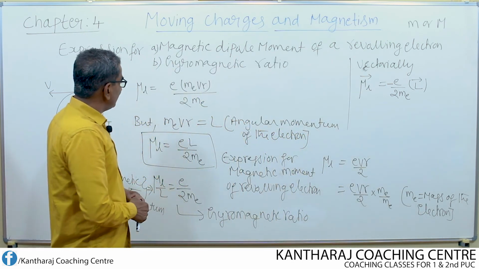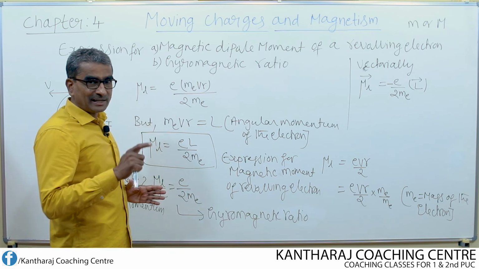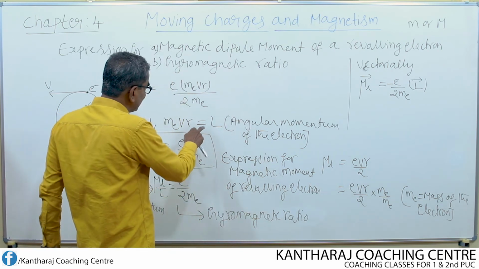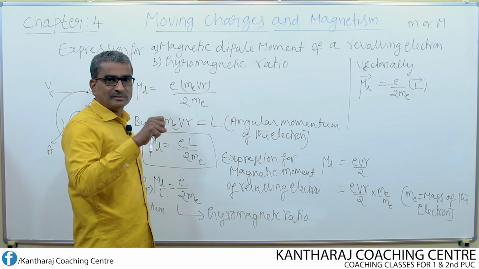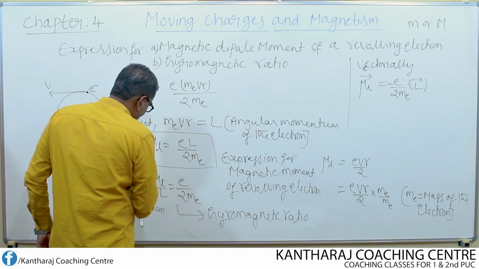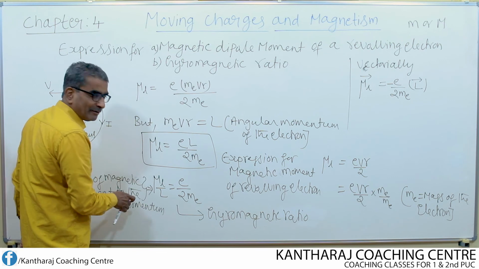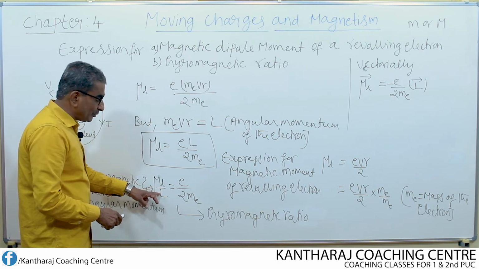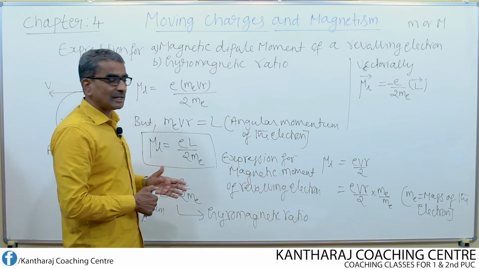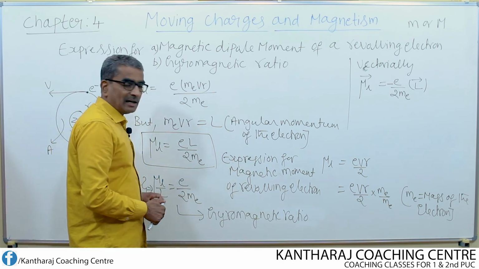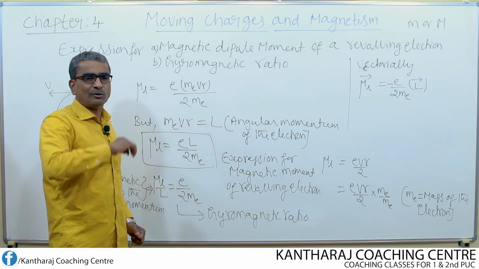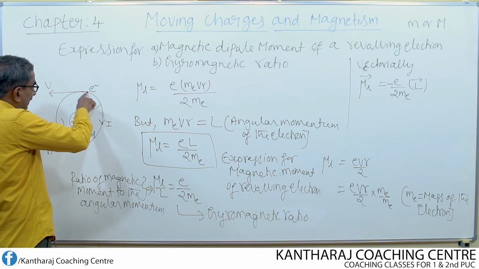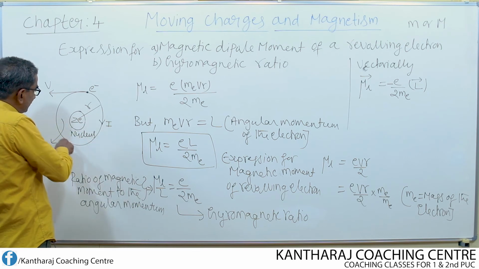Remember, the magnetic moment and the angular momentum are both vector quantities. But these two vectors are in opposite directions. How can we say that mu L and L are opposite? Apply the rule now.